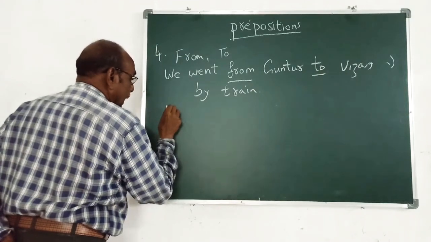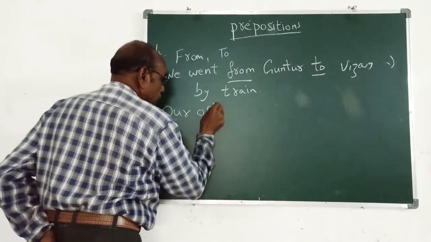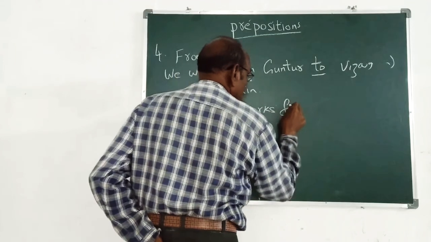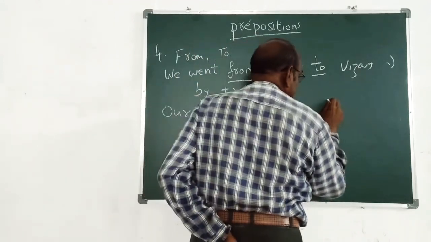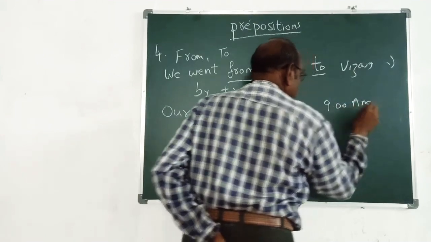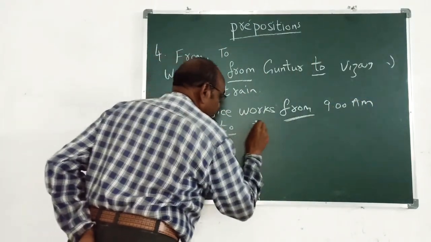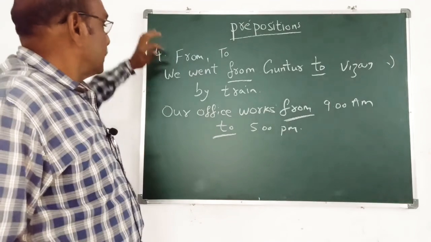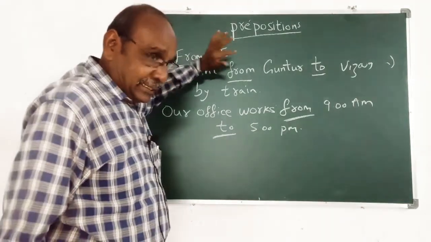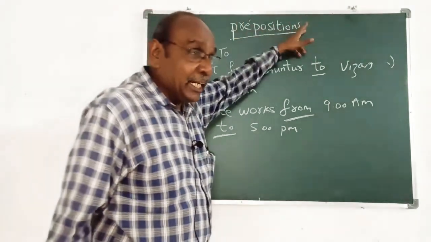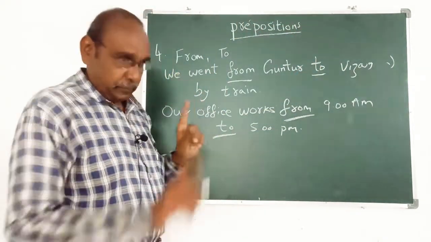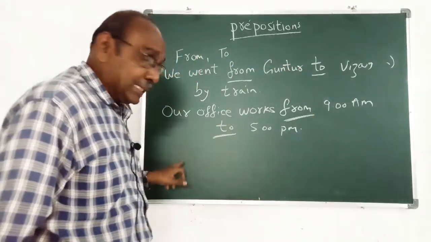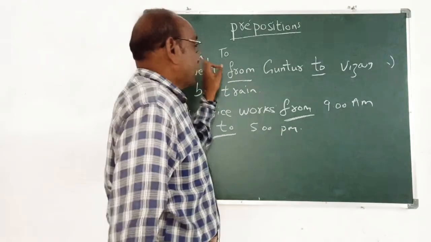Next, our office works from 9 AM to 5 PM. Now children, listen carefully. We went from where? From Guntur. To where? To Vizag by train. Next, our office works from when? From 9 AM. Until when? To 5 PM. So from and to, what meaning did you get?